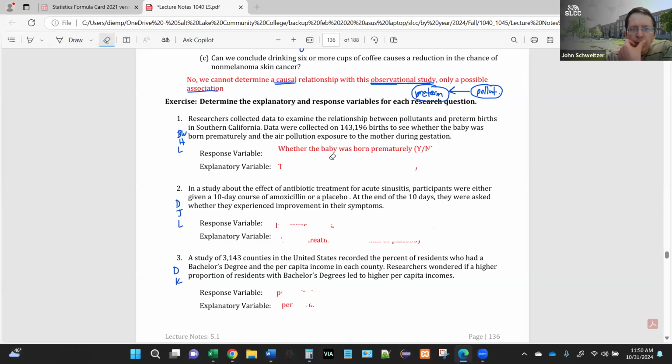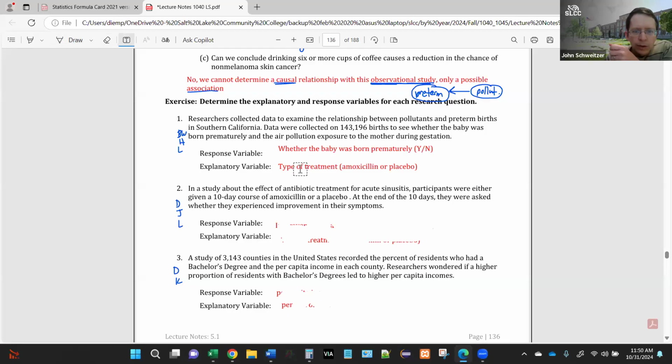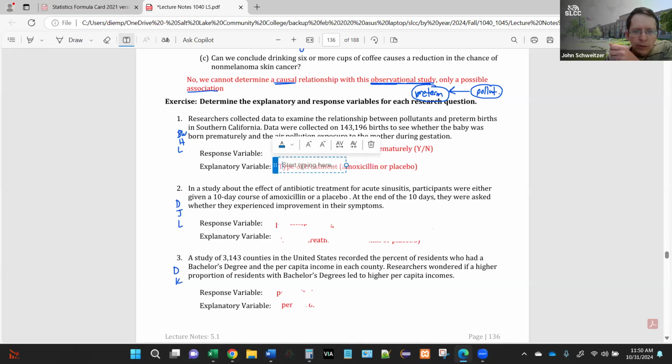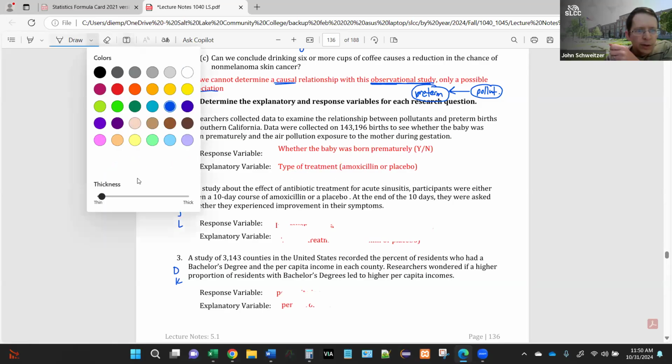So yes, the response would be whether the baby was born prematurely, okay? And so that would be a yes or a no. And then the explanatory variable would be, I think I've got something going on here with this. I think that's supposed to be for the next one. Hold on 1 second. Let me get rid of this.